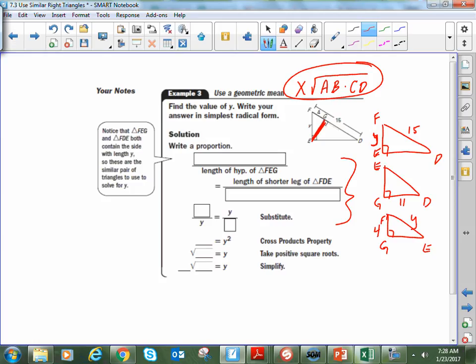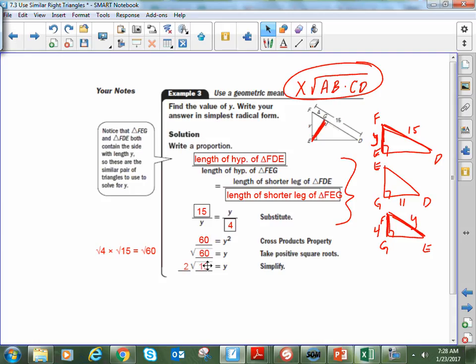But looking at the values that we have here, we can see we have the short leg of the big triangle and the short leg of the little triangle with the hypotenuse of either of those triangles. The reason they're specifically saying it's the geometric mean here is that when you cross multiply, we get y times y, which gives you y squared. When I take the square root of both sides, the square root of y squared is y, and the square root of 60 simplifies to 2 radical 15.